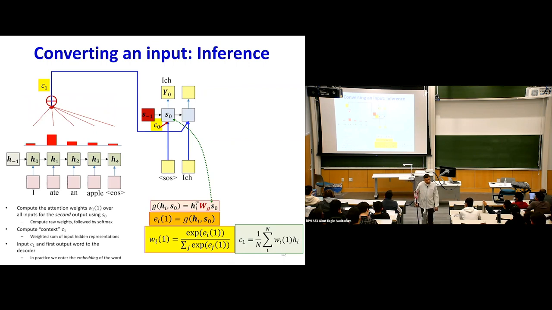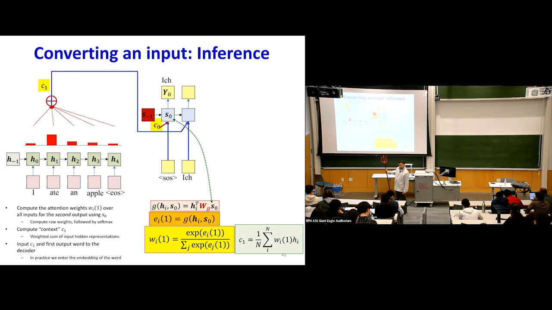But then for the second time step, it's not enough to have "ish." You're going to also get the recurrent state coming in, but then you need a context coming in from the encoder side. And so you would be using this hidden state S0 along with these input representations, H0 through H4 in this example, and computing your raw weights for all of the inputs. The raw weights are going to be put through the softmax to compute an actual distribution of weights. And that set of weights is now going to be used to average these hidden representations to give you the context vector for the next output.